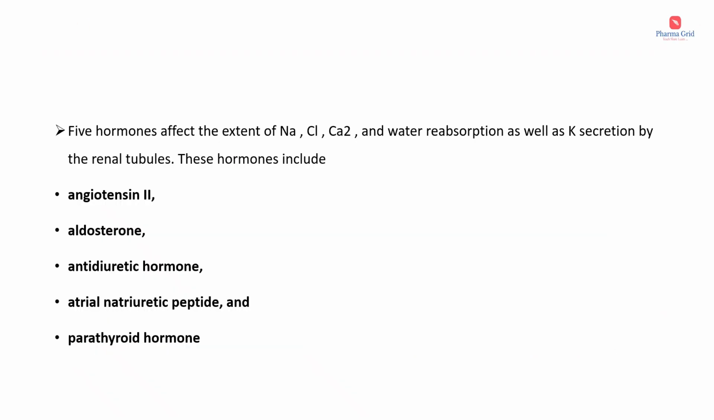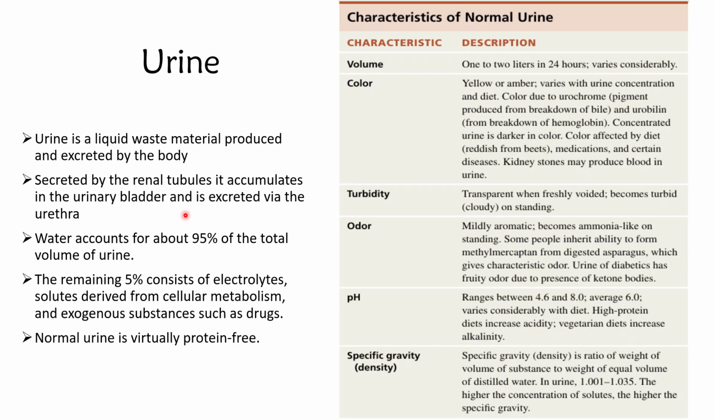Five hormones affect the extent of sodium, chloride, calcium and water reabsorption as well as potassium secretion by the renal tubules. These hormones include angiotensin 2, aldosterone, antidiuretic hormone, that is ADH or vasopressin, atrial natriuretic peptide and parathyroid hormone. Parathyroid hormone is mainly secreted by the parathyroid gland. Now we'll see about urine.